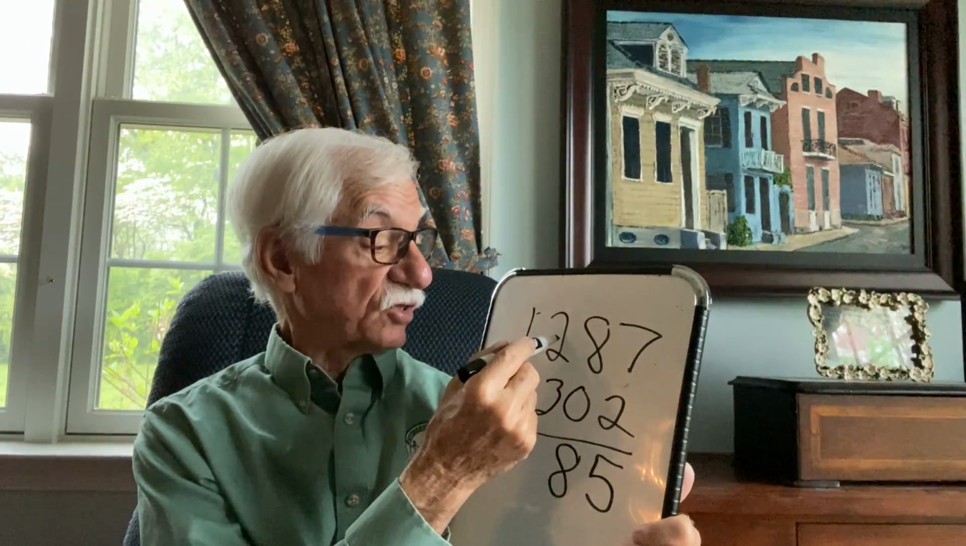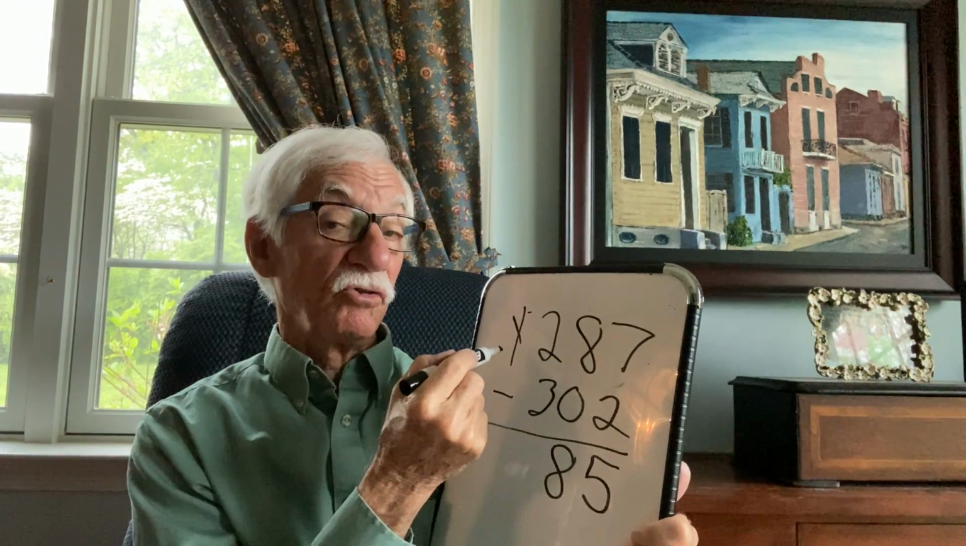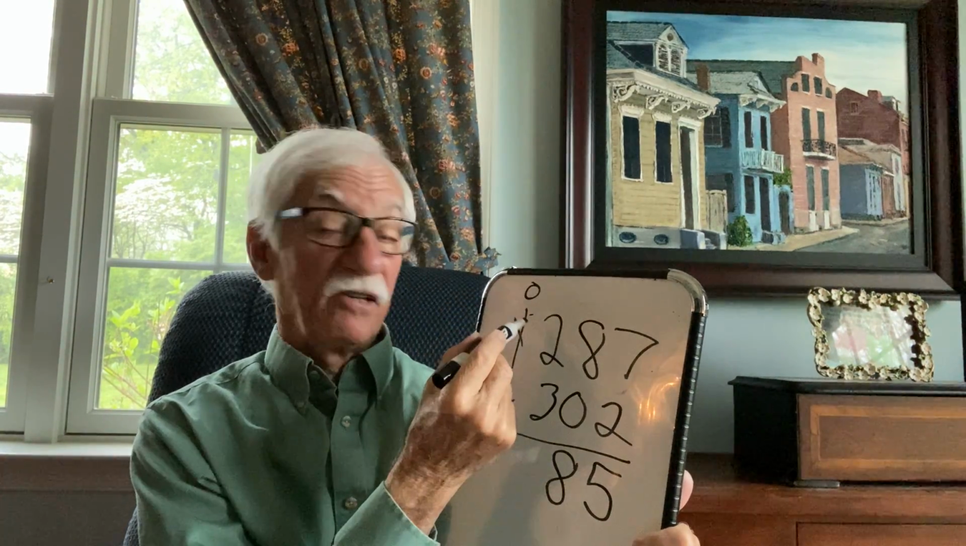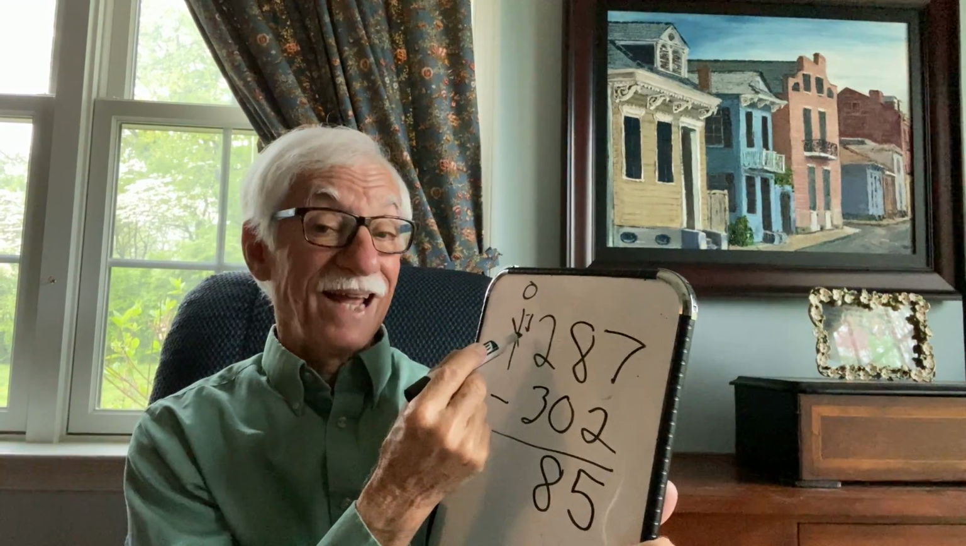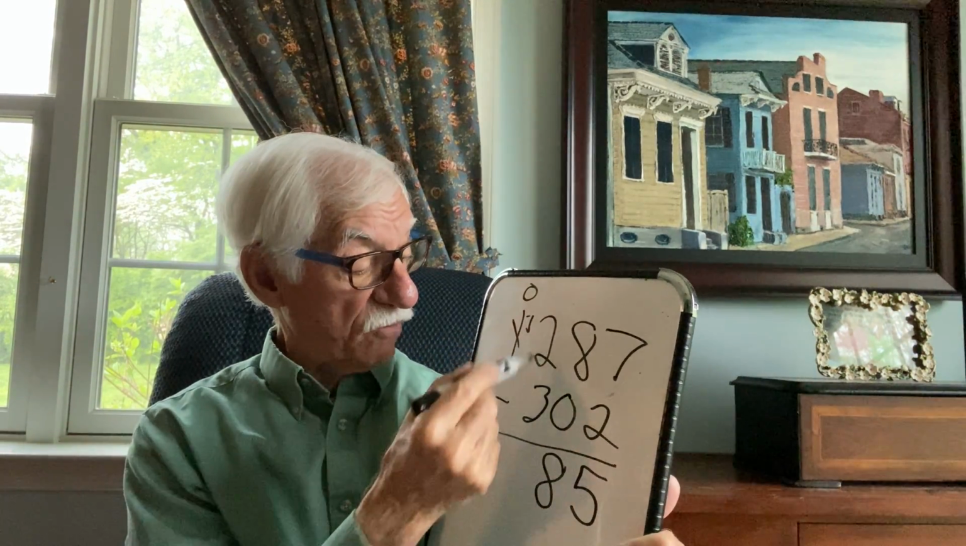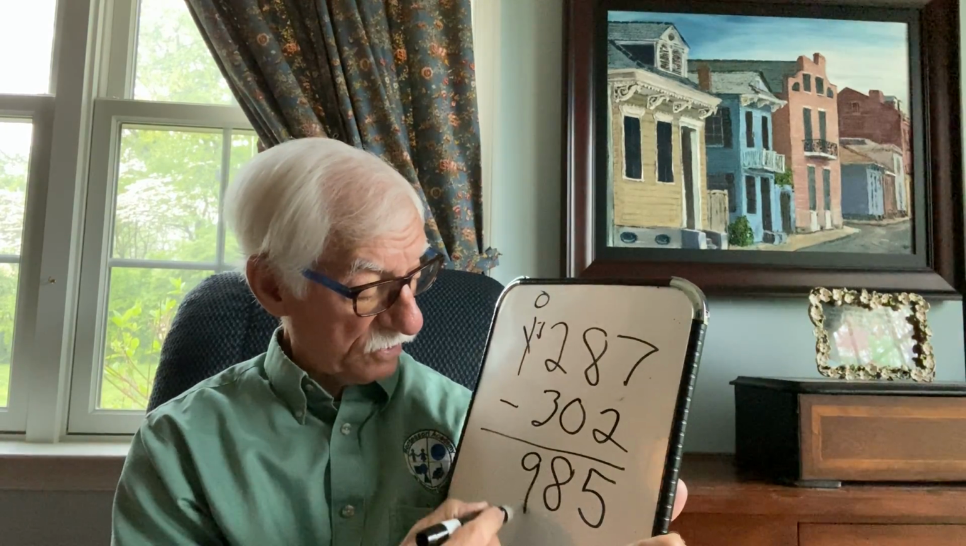But I can find some hundreds by taking this unit in thousands. That leaves me 0 units in thousands. Exchange it for 10 hundreds. Now I have 12 hundreds. 12 hundreds take away 3 hundreds is 9 hundreds.